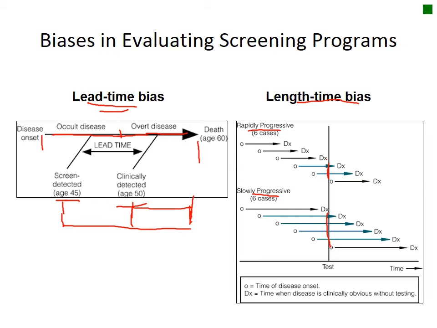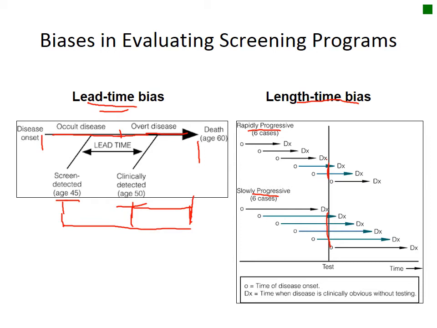So with screening, when you screen this particular patient, they are screened and we detect the disease at age 45. Now, remember, this is the occult stage and is pre-symptomatic, so they're not having any symptoms, but perhaps we have a biological factor that we can screen for and detect that leads us to the particular disease.